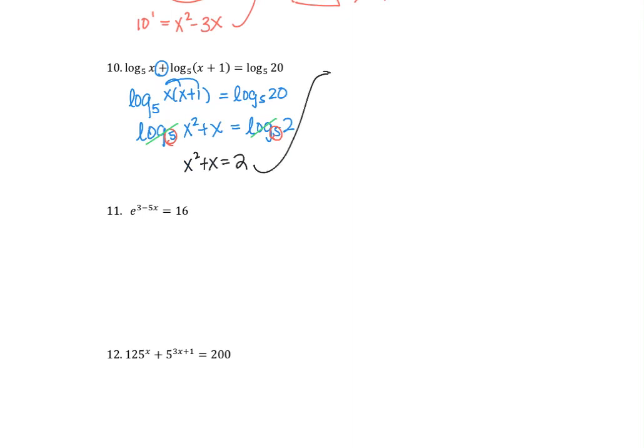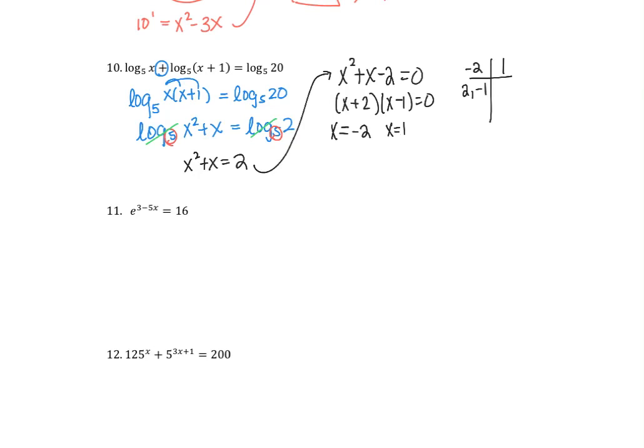Again, we have a quadratic equation, so I'm going to get everything to one side so I can factor. And now I want to know what multiplies to get negative 2, adds to get 1, and that would be 2 times negative 1. And so this factors to x plus 2, x minus 1. Then x equals negative 2, x equals 1.